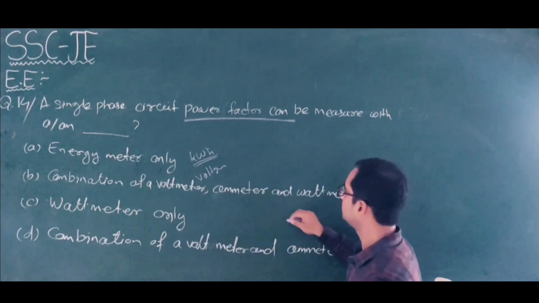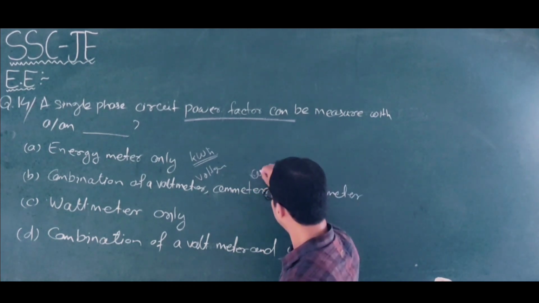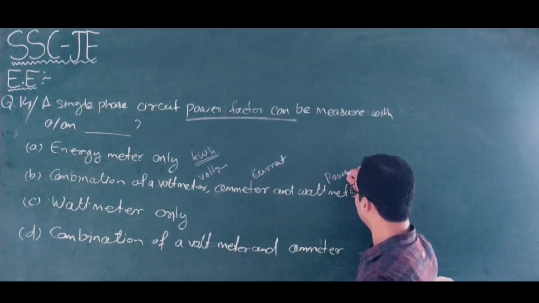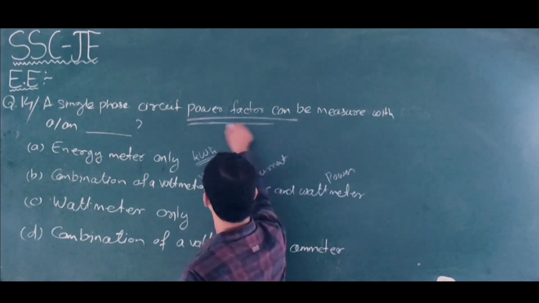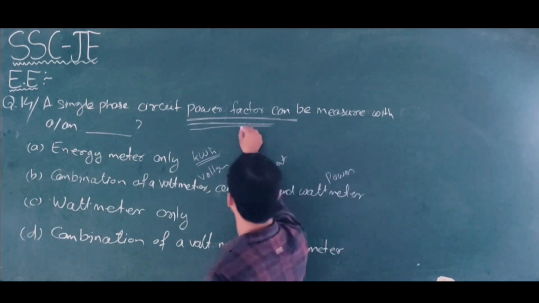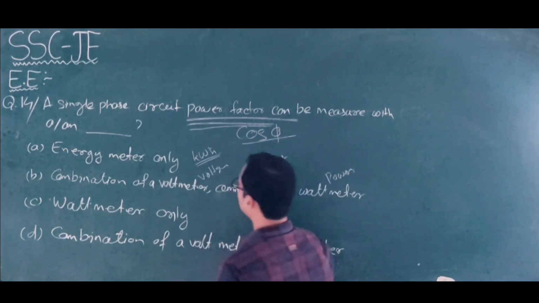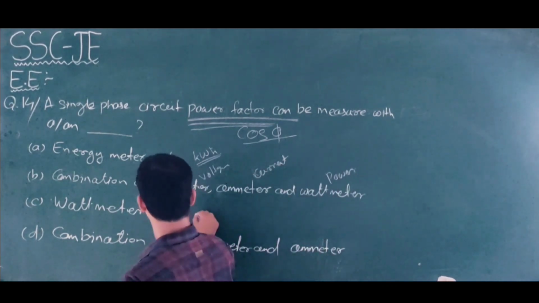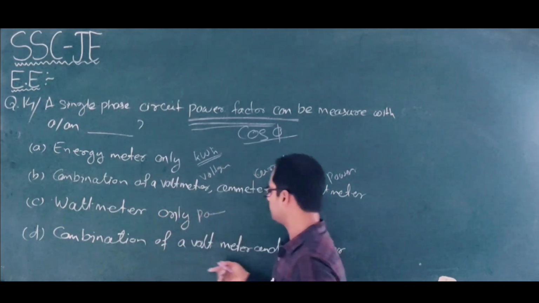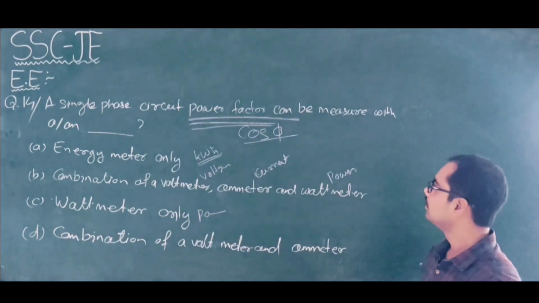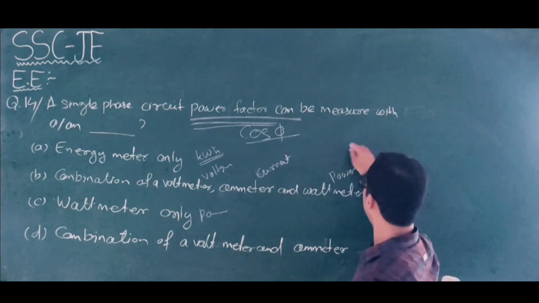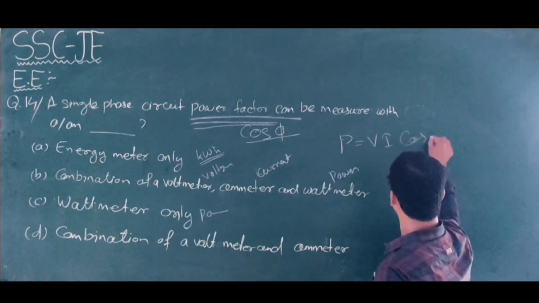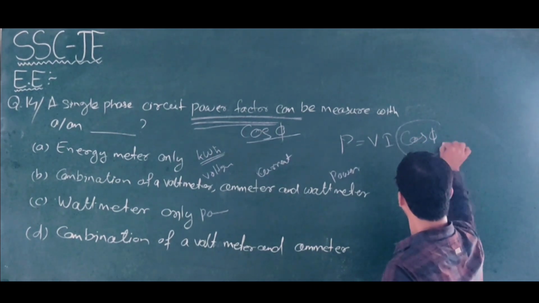Then the ammeter measures the current. Then the wattmeter measures the power. But our requirement is the power factor, so this is cos phi. The wattmeter only finds out your power. Similarly, with the combination of voltmeter and ammeter, the cos phi is present in your power P equal to VI cos of phi. So our requirement is to find out this value.